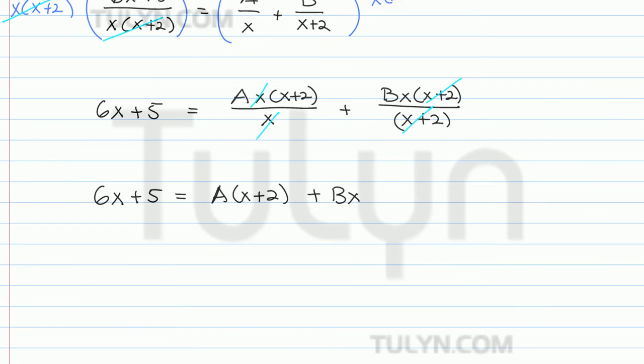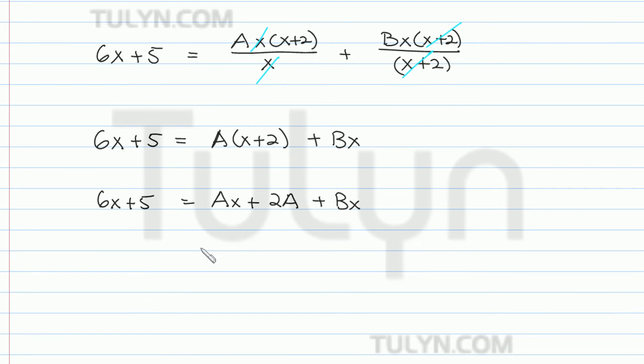Now, simplifying, we get 6x + 5 = Ax + 2A + Bx. Then I want to group all the x's together and factor out an x. So in one step, we get 6x + 5 = (A + B)x + 2A. I just grouped these two terms together and factored out an x, and we have plus 2A.